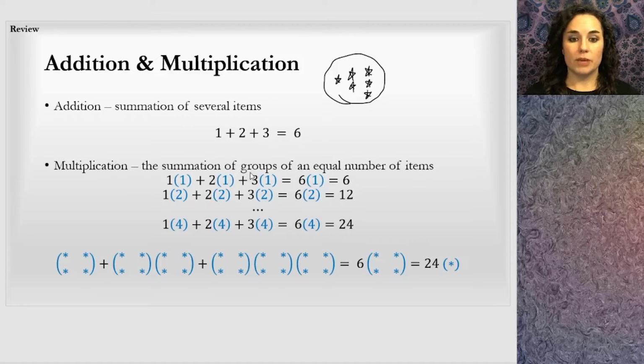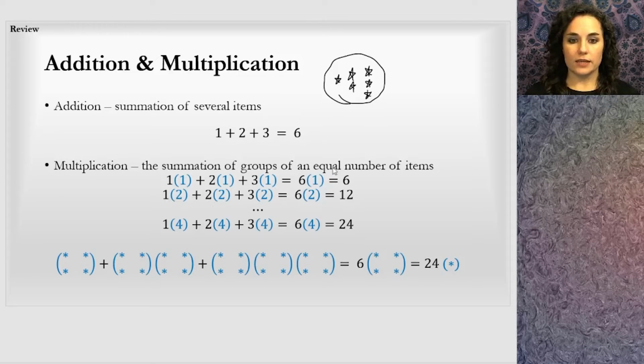Multiplication is the summation of groups of an equal number of items. For example, staying with 1, 2, 3, I have 1 group of 1, 2 of 1, and 3 of 1, and that equals 6 of 1.